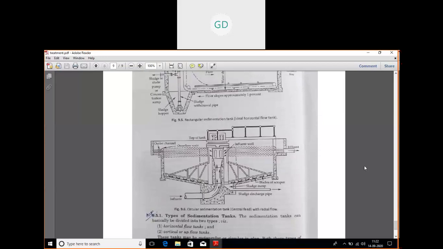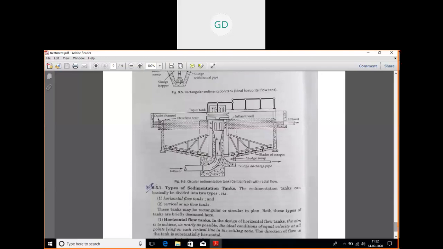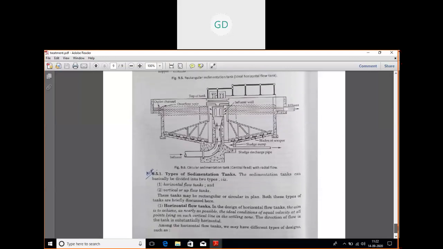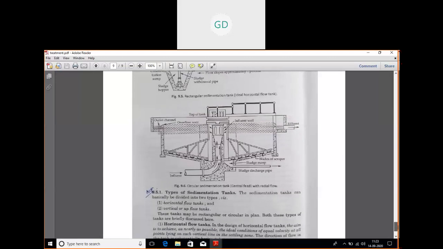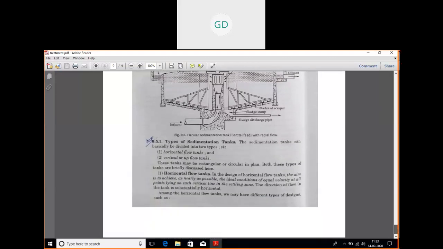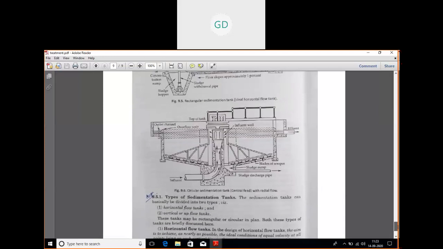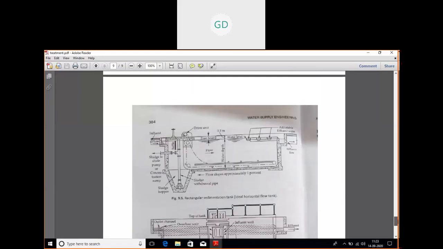We have two types of sedimentation tank. One is the horizontal flow tank and the second is the vertical or upflow tank. You can read about these types of tanks. I don't have the notes right now with me. So basically, I will go to the design problems, actually some numericals related to the sedimentation tank.